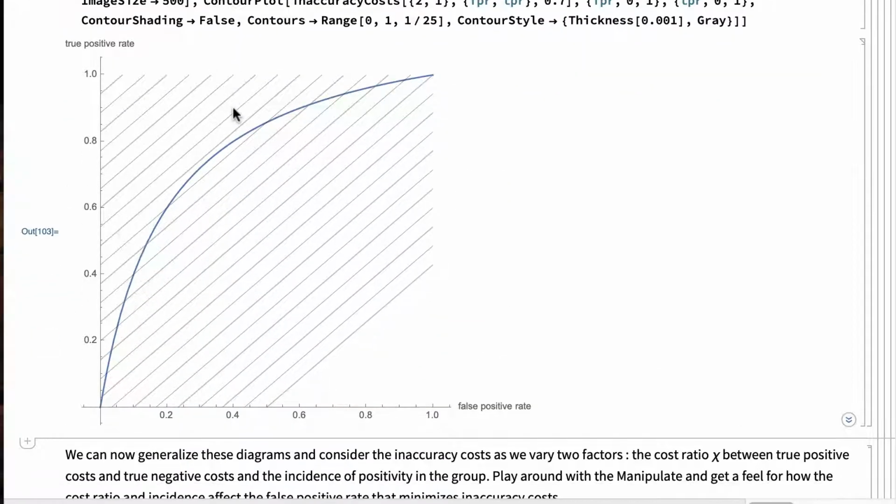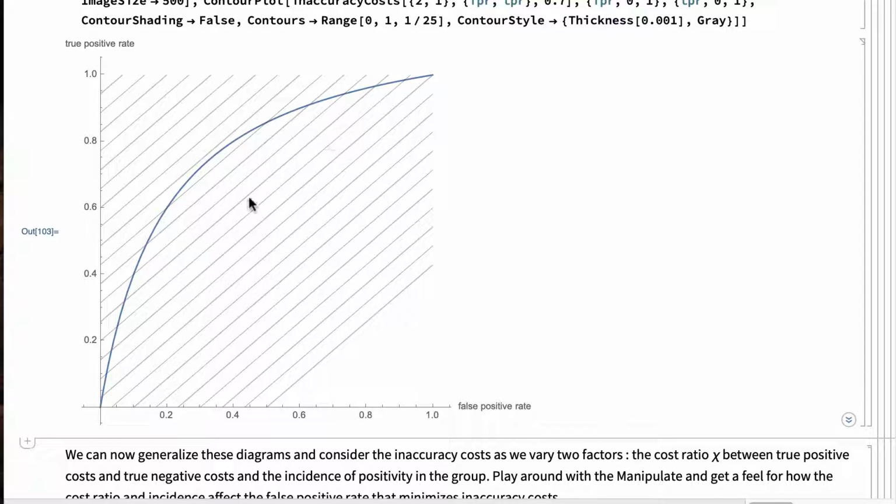All right, so here's our ROC curve, and then each of these lines here represents equal inaccuracy costs. As it happens, the inaccuracy costs decline as we go this way. That makes sense, right? If you have a true positive rate of 100% and a false positive rate of 0, you're going to have 0 inaccuracy costs. Whereas if you have a false positive rate of 1 and a true positive rate of 0, that's a nightmare, and your inaccuracy costs are going to be very high.